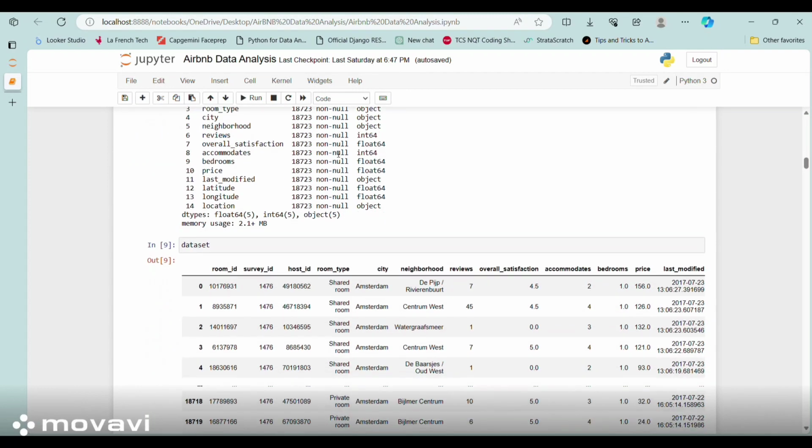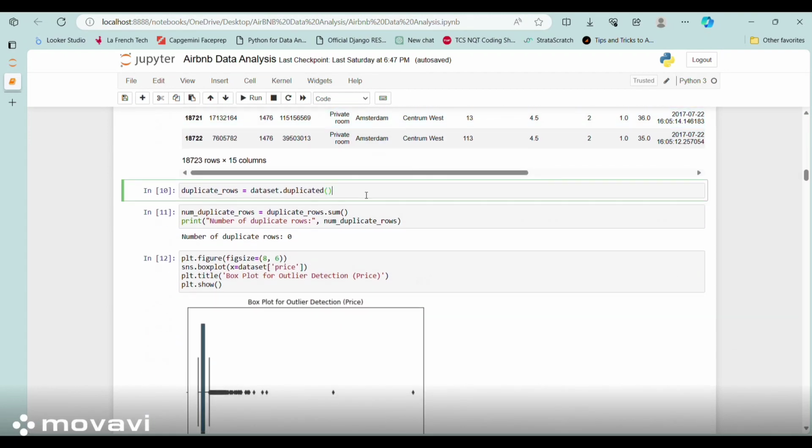First, we checked for duplicate rows in our dataset to ensure data integrity. Here the number of duplicate rows came as 0. The dataset is clean from duplicate entries, ensuring that each row represents a unique Airbnb listing. This step is essential for accurate analysis. After confirming that our dataset is duplicate free, we move on to the next step, which is outlier detection.